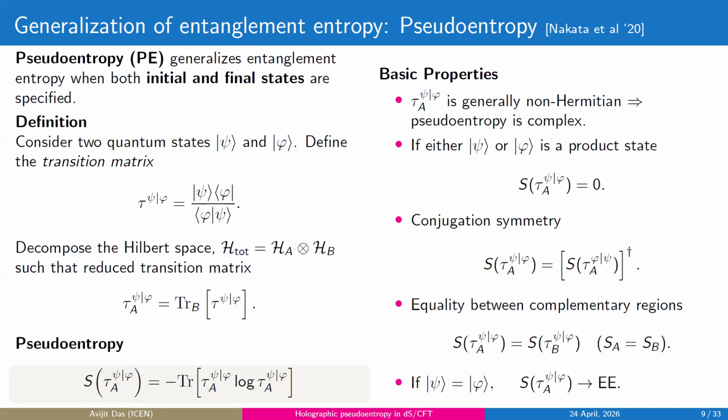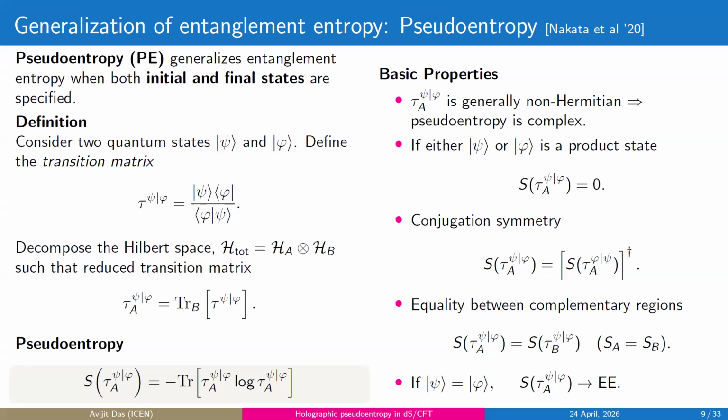We can define the transition matrix for a sub-region. To do that, you have to take the trace over B. So this is called the reduced transition matrix. And then you can define, similar to entanglement entropy, the entropy but now for the transition matrix instead of the density matrix. And this is called pseudoentropy.